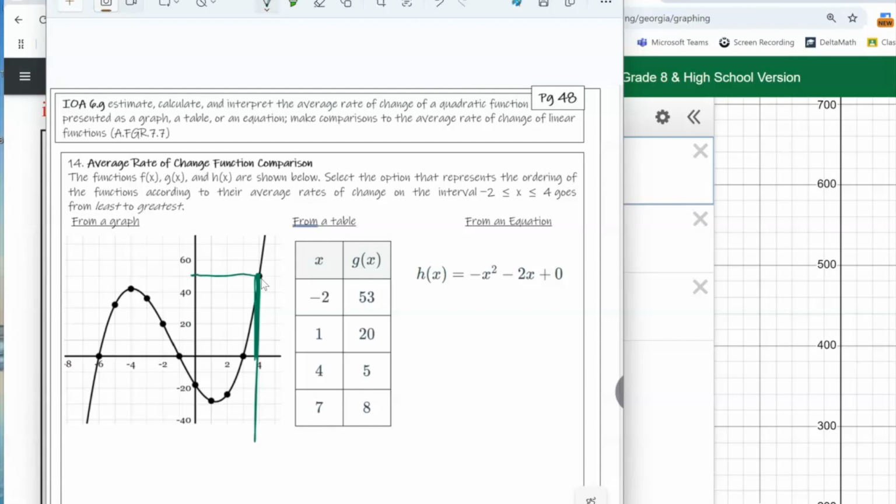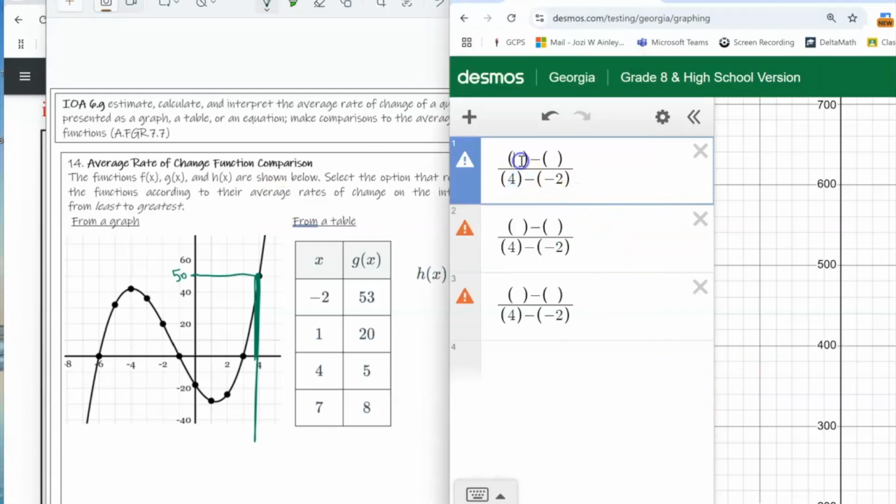So this is going to be what? It's between 40 and 60. Well, let's figure out how it's going. It's going 10, 20, 30, 40, 50, 60. So this is 50. So 4 matches with 50. So 4 matches with 50. When x is 4, y is 50.